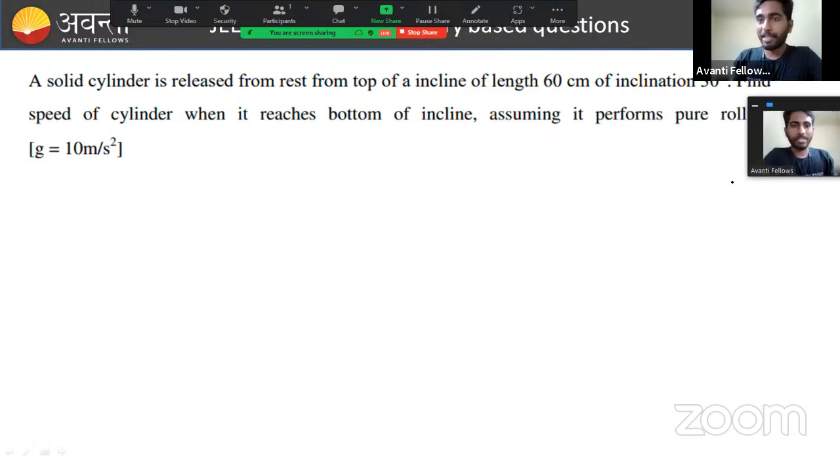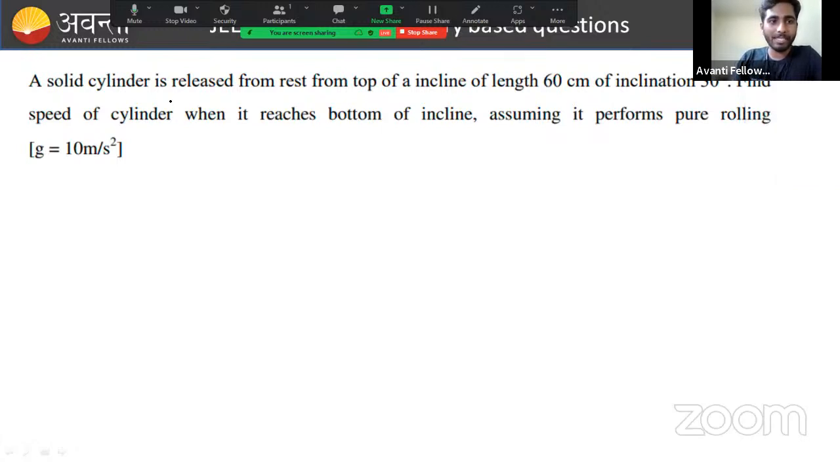Okay, here is the question. Yesterday I also gave you one homework question based on the same topic. A solid cylinder is released from rest from the top of an incline of length 60 centimeter, with inclination 30 degree. Find the speed of the cylinder when it reaches the bottom of the incline. Guys, if you read rotational motion, especially pure rotation, you will definitely be able to solve one question in JEE Mains.